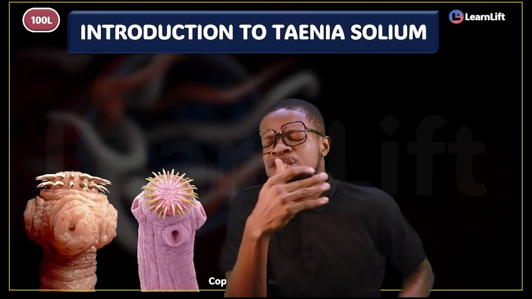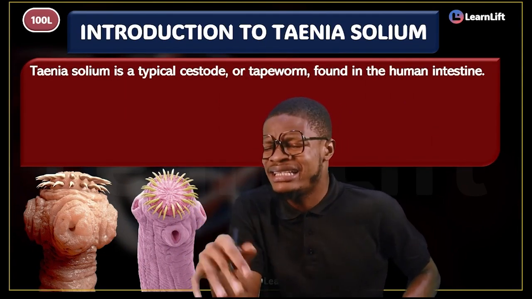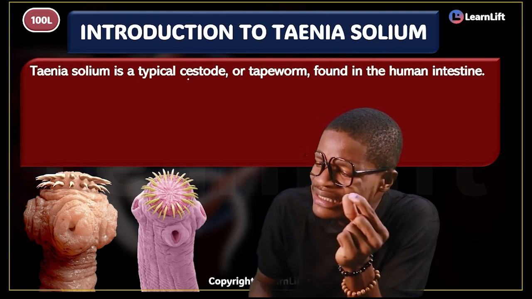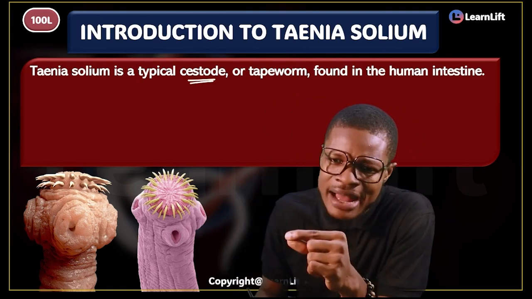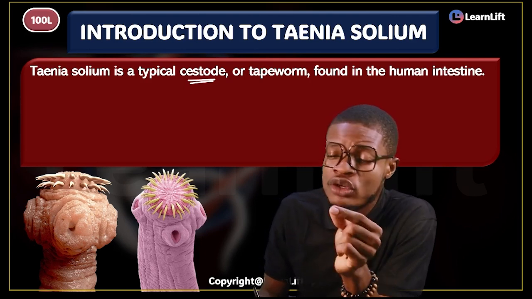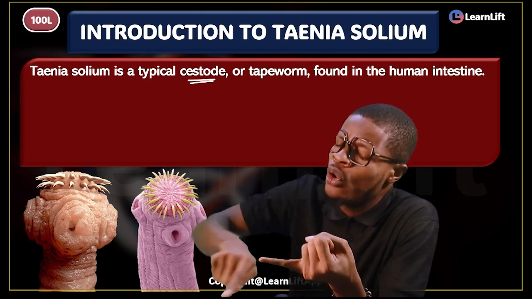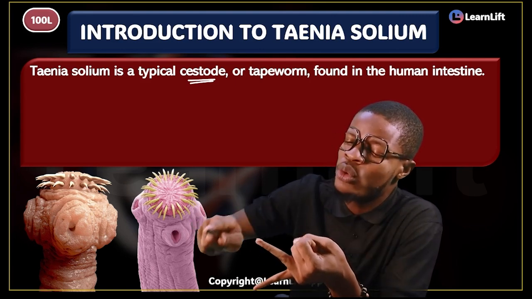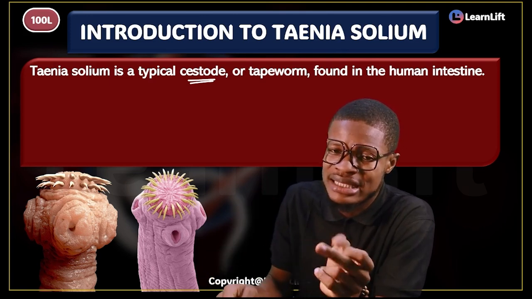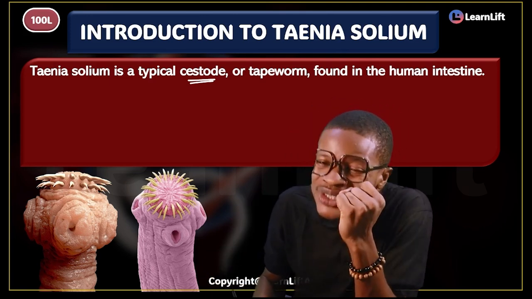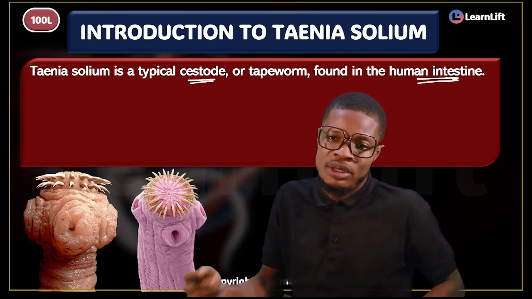First, what is the introduction to Taenia solium? What should we know? Now, follow me very fast. You must understand that Taenia solium is a typical cestode. Is it under cestoda, or is it trematoda? Of course, it is under your cestoda, because it is not Turbellaria or trematoda. In fact, inside that cestoda, it is under your eucestoda. Are you getting it now? So it is a cestode, and it is found mainly in the human intestine. So where do you see tapeworm? In the human intestine.